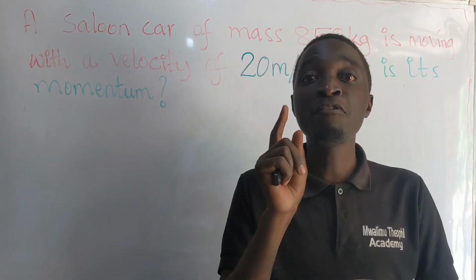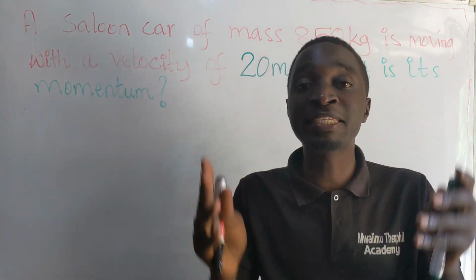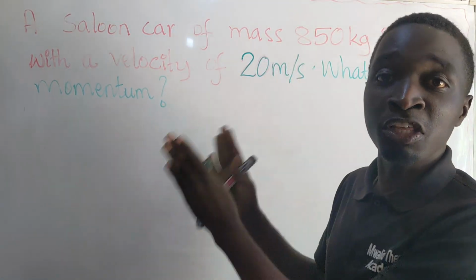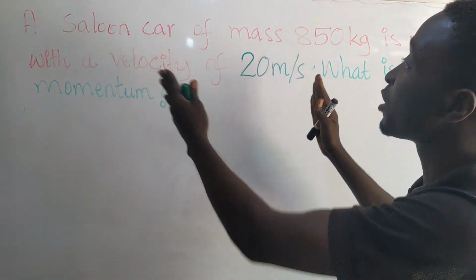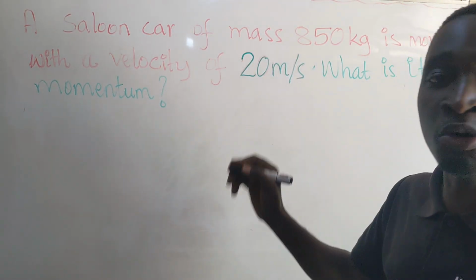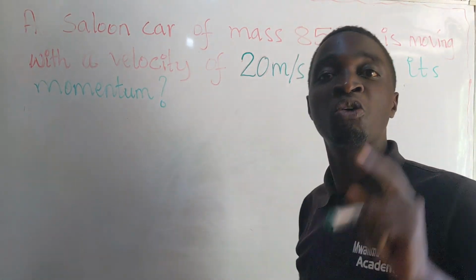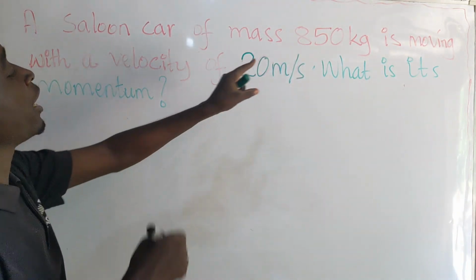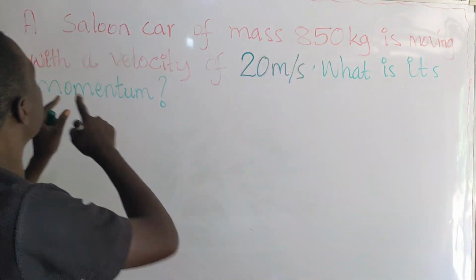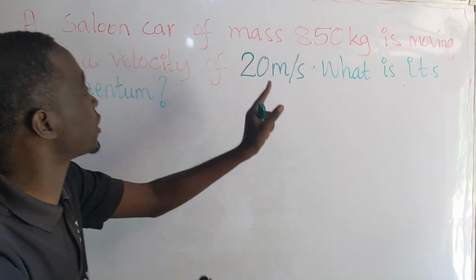In this session, if you had any problem about momentum, especially in calculations, now this session is here for you. Listen step by step. I'm going to solve this problem for you to know the way we carry out the calculations concerning the momentum. Our question is, a saloon car of mass 850 kg is moving with a velocity of 20 meters per second.